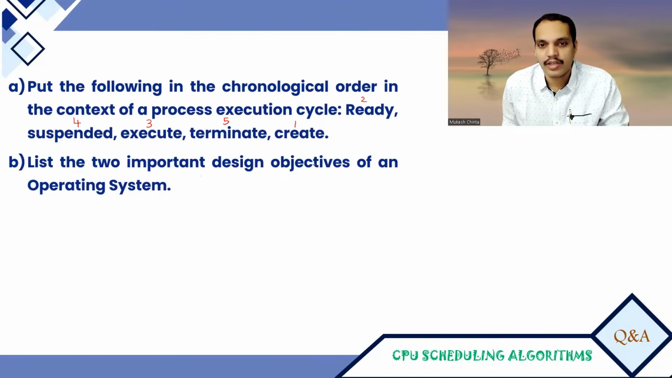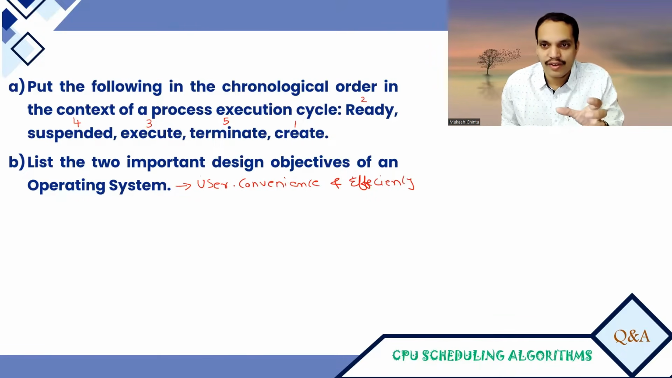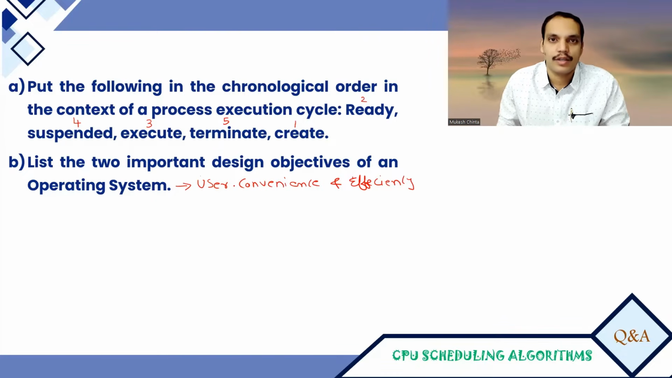List the two important design objectives of an operating system. If you ask me, the two main important objectives when you want to design an operating system are: the first one should always be user convenience, and the next one should be efficiency. Unless the user feels convenient and it is easy to use, we will not use it more. So that is the first design objective. And the second design objective is efficient utilization of the resources. Whatever resources the system has, your operating system should be designed in such a way that it maximizes their usability.